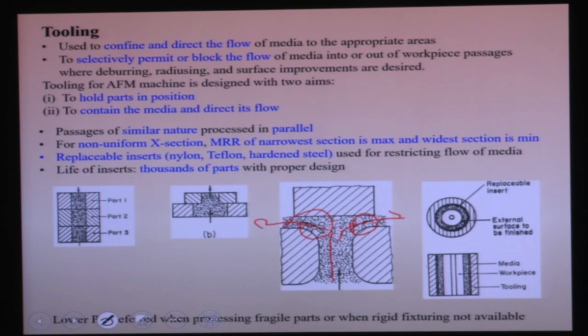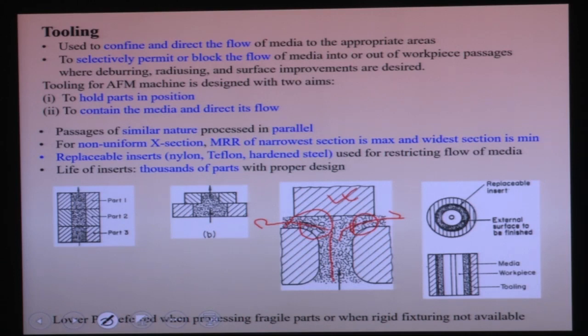So that's why this block is kept just at the exit of this hole so that the media can flow to the right hand or left hand side. Okay, so here it can do the radiusing operation at the corner of this block. So this is one of the operations that can be done by using this AFM operation. Okay, so that's why it is said to selectively permit or block the flow of media into or out of the workpiece passages where deburring, radiusing or surface improvements are desired. Tooling for the AFM machine is designed with two ends.